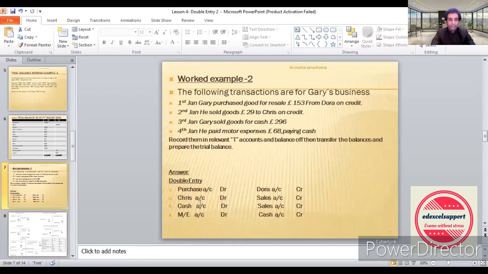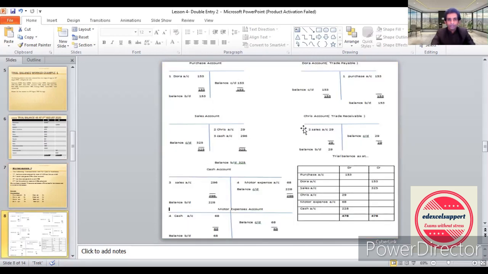Next one is Chris account debit, sales account credit. Amount is 29. So we go to Chris account. Chris account, 29 is the amount and debit side. Chris account is debit since it's a credit sale. So you write the date, and the relevant other account is sales account. So you write here sales account. Sales account will be credited. Therefore, you write the date and the amount 29. The relevant account is Chris account. That is done.